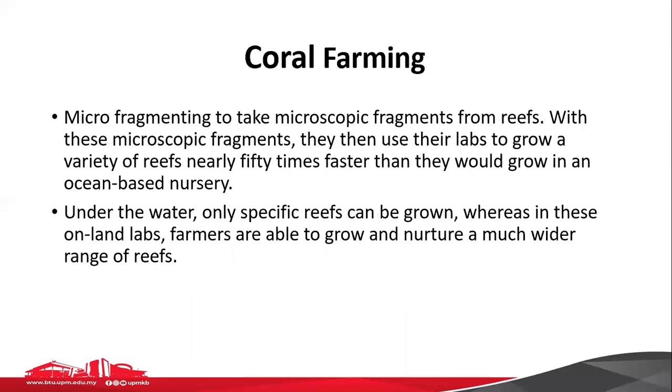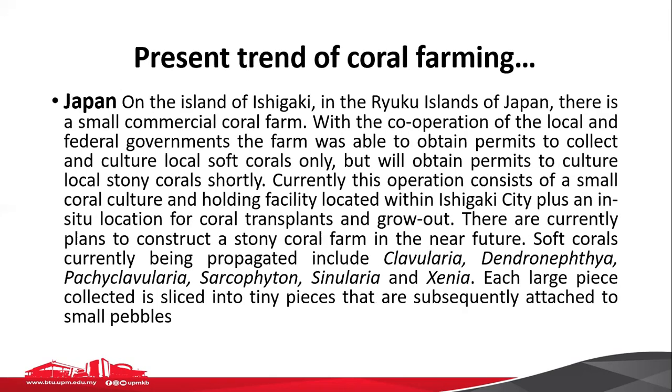Next is coral farming. In this, they use microfragmenting to take microscopic fragments from the reef. With these microscopic fragments, they then use their lab to grow a variety of reef nearly 50 times faster than they would grow in an ocean-based nursery. The advantage of this technique is that farmers are able to grow and nurture a much wider range of the reef.